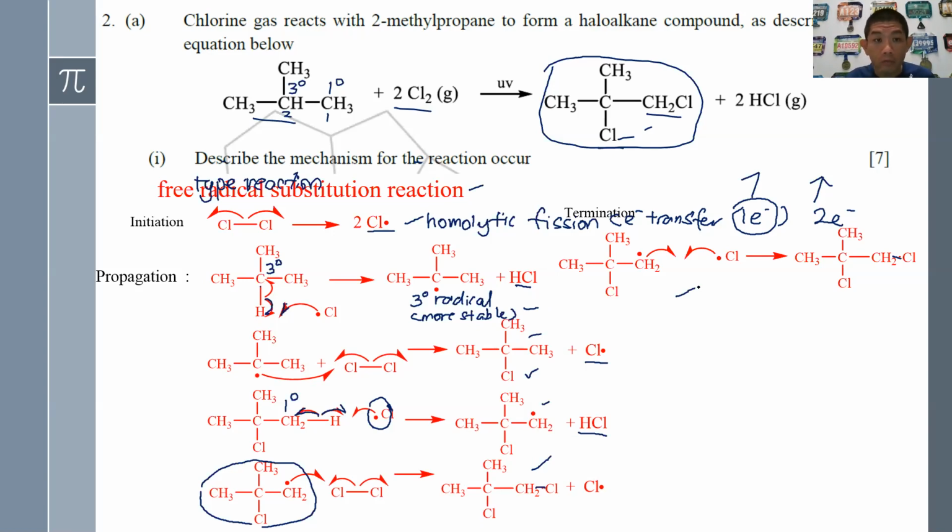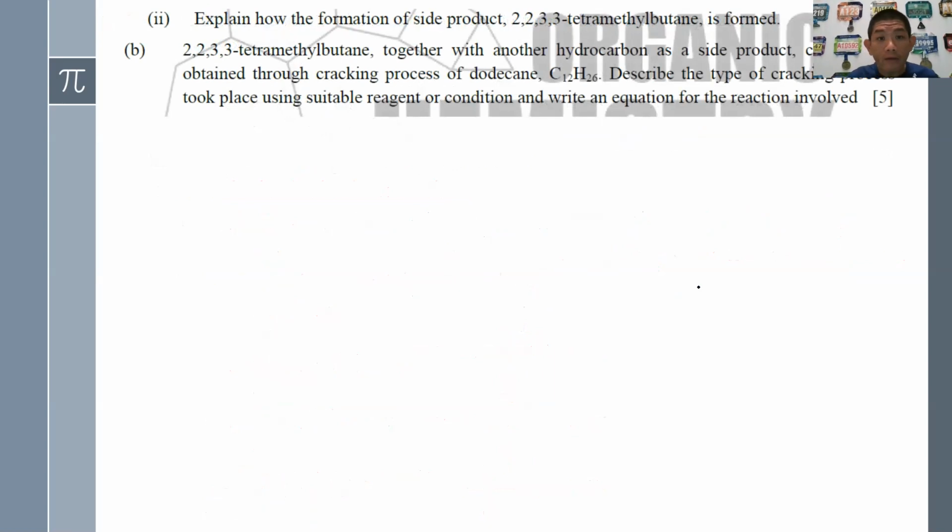Then we continue with 2B: Explain how the side product 2,2,3,3-tetramethylbutane is formed. First of all, you must be able to draw the structure of 2,2,3,3-tetramethylbutane. If you don't even know how to draw it, you might face problems answering this question. So let's first draw out the structure, then together we try to understand how this side product is actually formed. This is how 2,2,3,3-tetramethylbutane looks like.